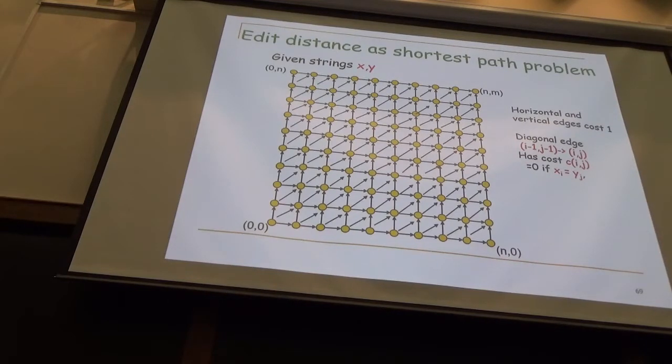Now, the cost of the horizontal and vertical edges is 1. The cost of a diagonal edge, well, it's 1 unless those two symbols happen to be the same, in which case you don't have to do the substitution. The substitution is free if the symbols are the same. So the only thing in this picture that depends on the input is how the diagonal edges are labeled. They're either labeled 0 or 1.